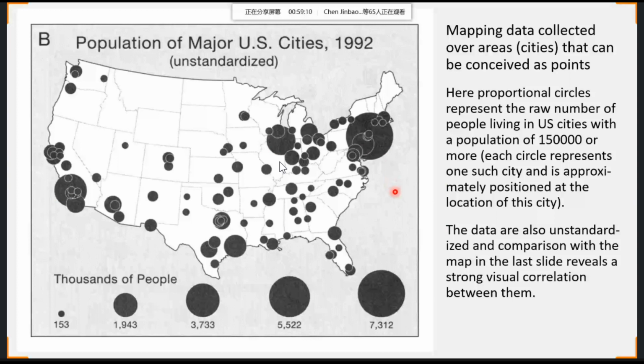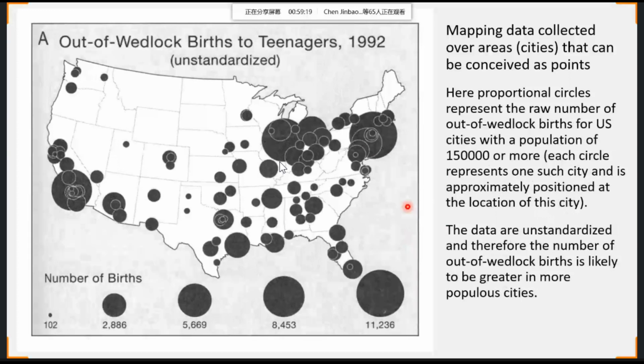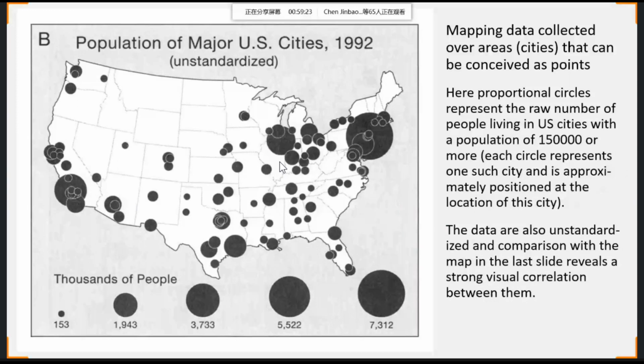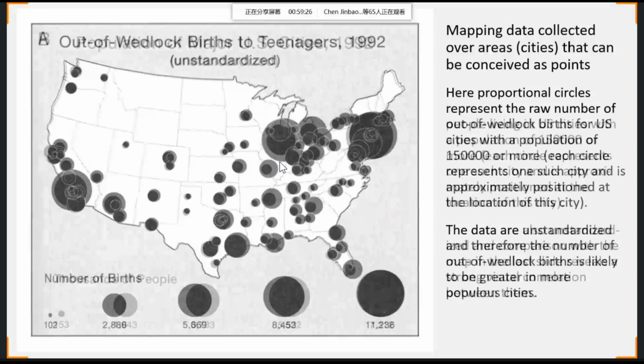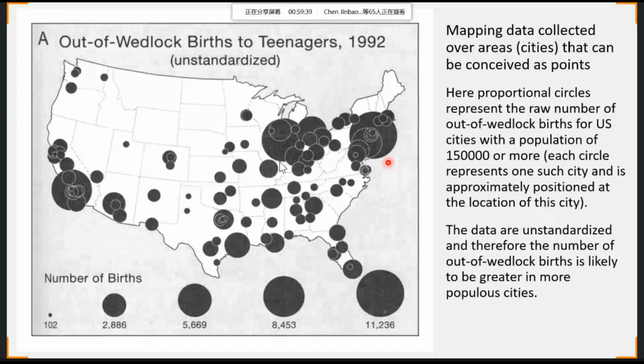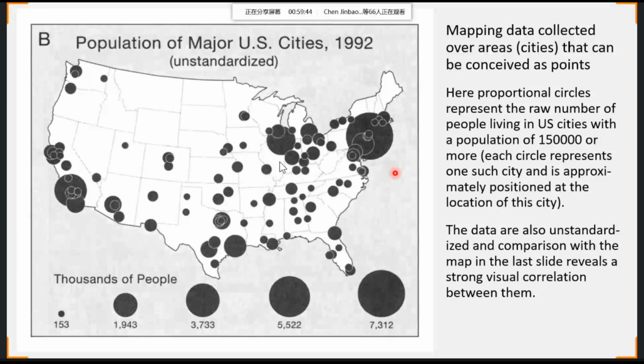But this map is shown here to be compared with the last one. So I go back one slide and back and forth, just so that you see this correlation here. There is a difference when you check out Chicago, for example, and compare Chicago and New York. Here the two circles are more similar than in the population example. So obviously there is a difference here in the data about out-of-wedlock birth.